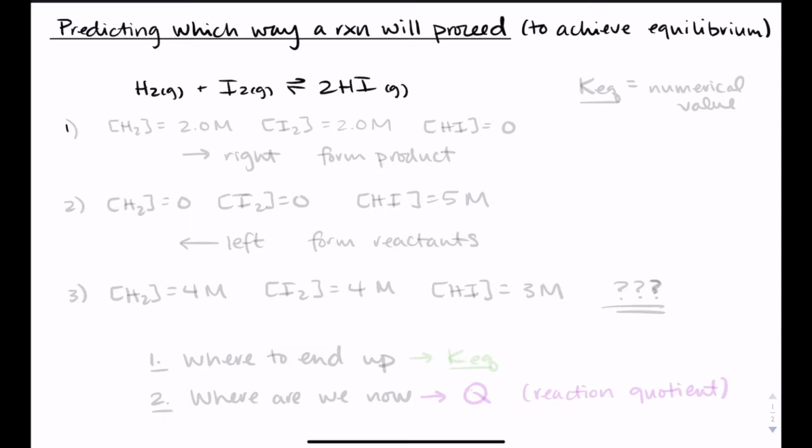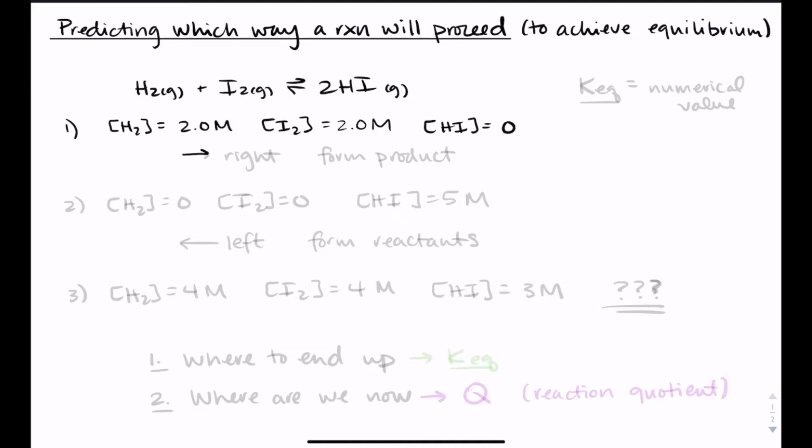Let's look at an example because I think some of these you could do intuitively, but we run into an issue in the majority of cases that we're going to see. So the reaction is H2 plus I2 in equilibrium with 2HI. We're going to do this for three sets of conditions. The first set of conditions is if my H2 is 2 molar, my I2 is 2 molar, and my HI is 0.